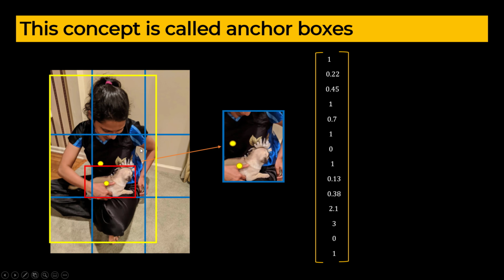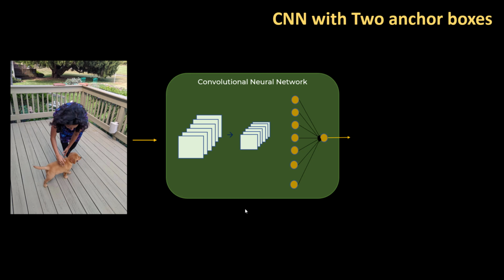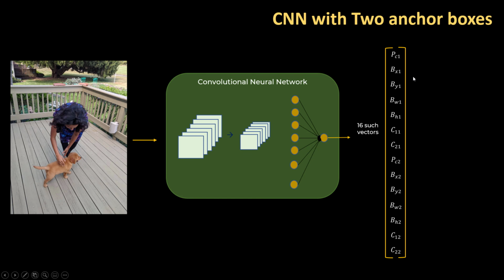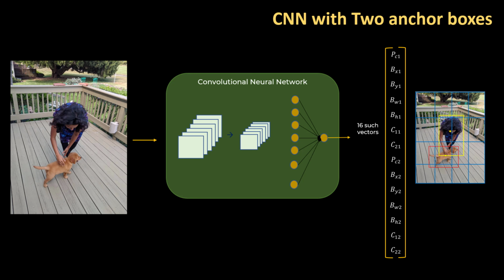But if your grid cells are small enough, then in real life it's hard to have many objects belonging to one grid cell. So now a CNN with two anchor boxes will look something like this. The only change is now you have a vector of size 14. If you want to have three anchor boxes, you will have a vector of size 21, 7 into 3. And that will give you your final output.